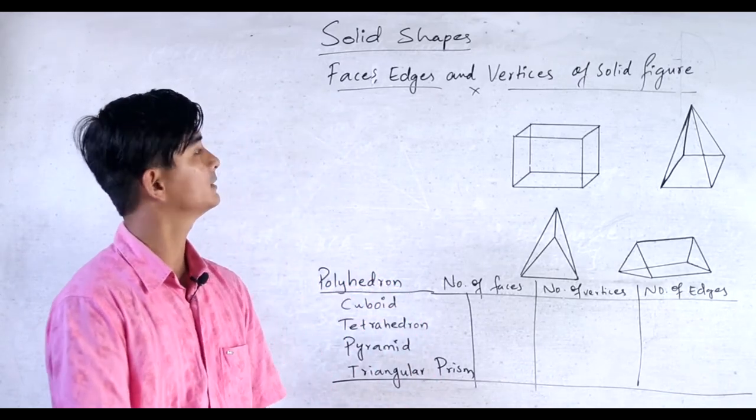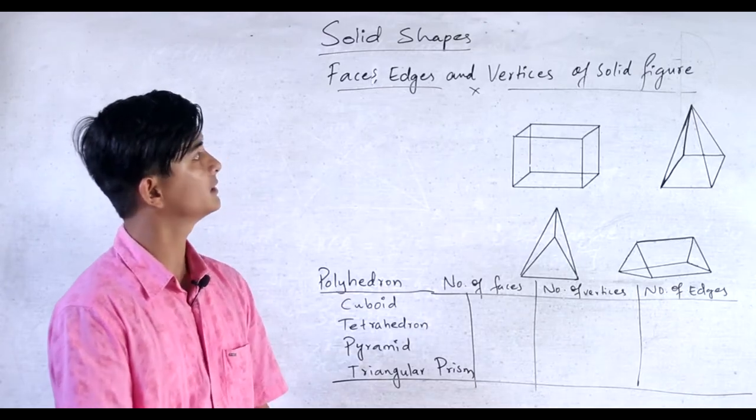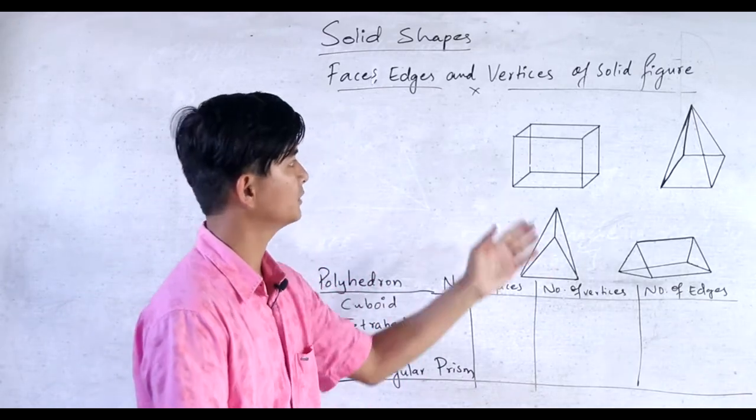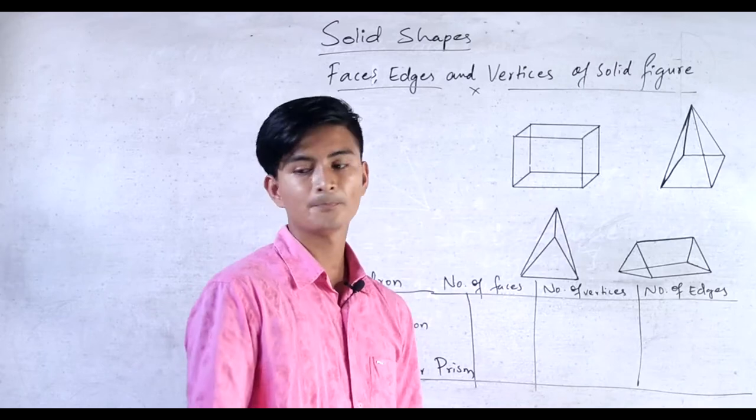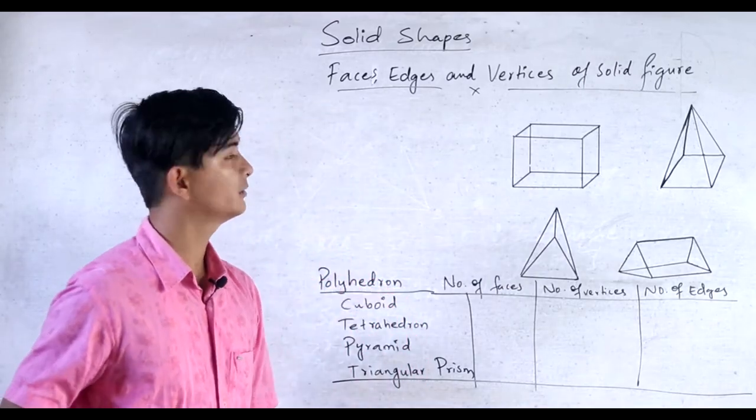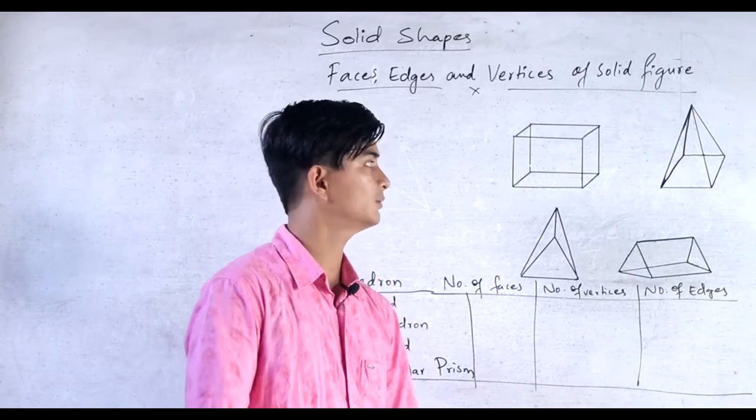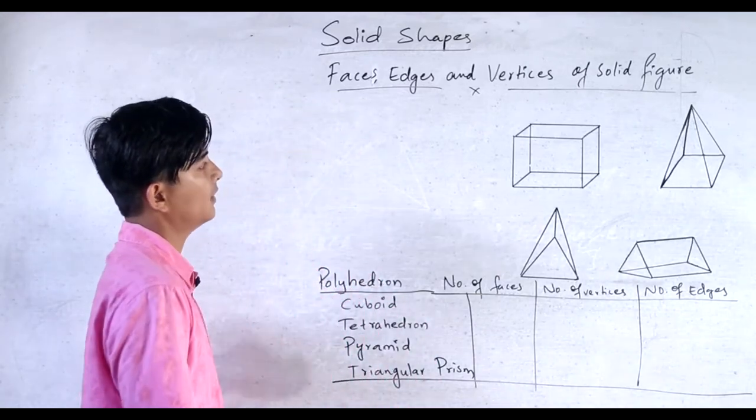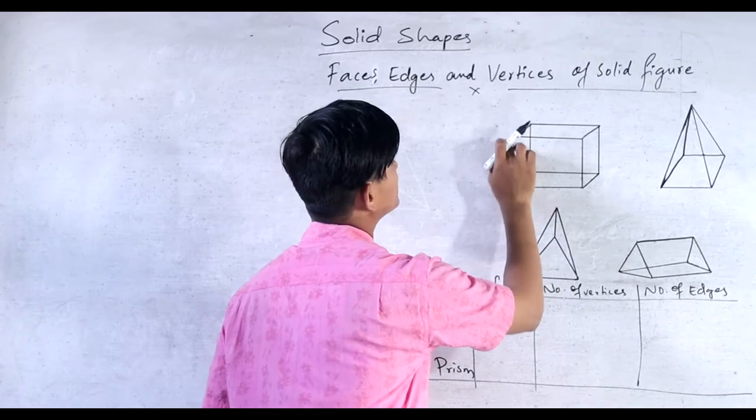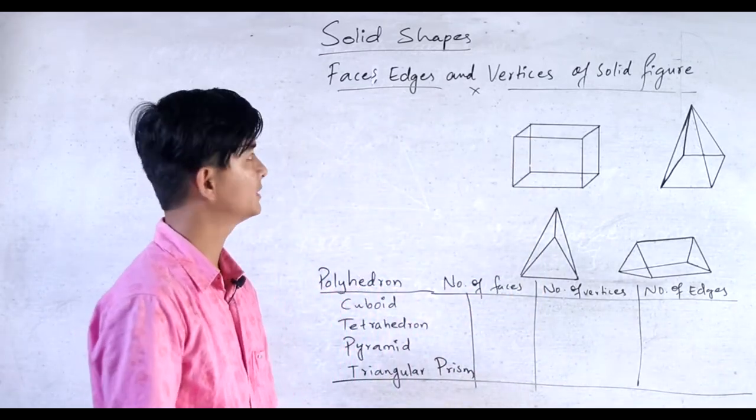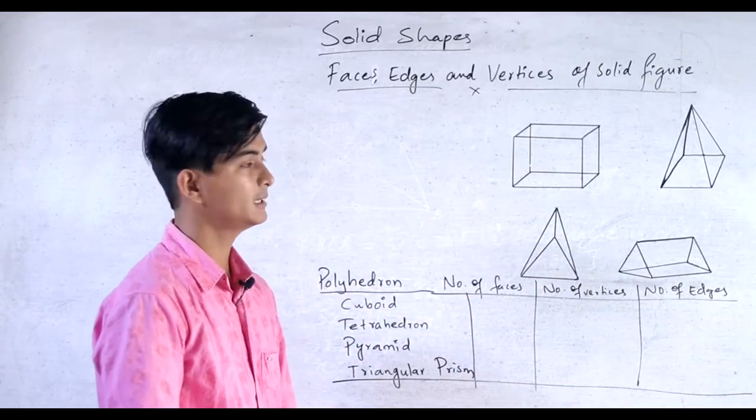So first of all, see here, faces, edges and vertices of the solid figure. So I have drawn here a few solid figures. We have to learn about the faces, edges and vertices of the given figures. So let's do it. First of all, what is the name of this figure? Yes, it is a cuboid.